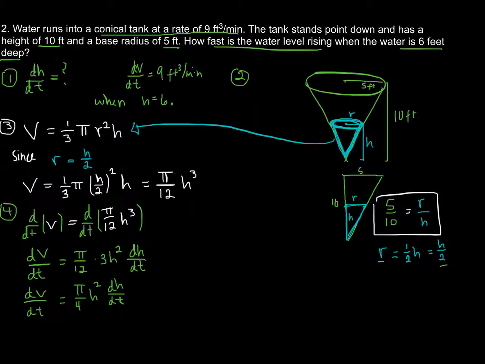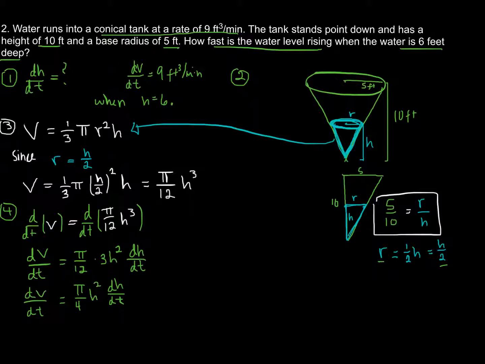All right, so differentiating implicitly now on both sides with respect to t, I have the derivative with respect to t of volume, which is, of course, dV/dt. Here I'm going to factor out the constant, pi/12, and then take the derivative of h³ with respect to t. Remember, h is a function of time, so I'm using the chain rule: 3h² times the derivative of the inside, which is dh/dt. I'm simplifying a little bit. 3/12 is 1/4, so I'll have pi/4 h² dh/dt.